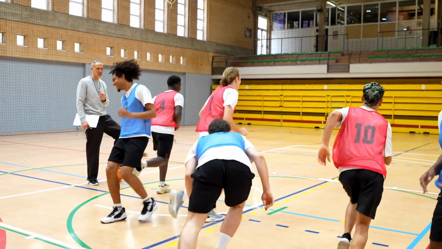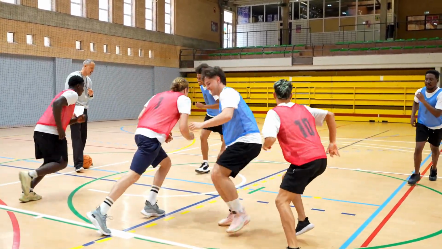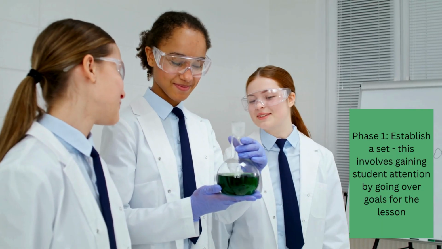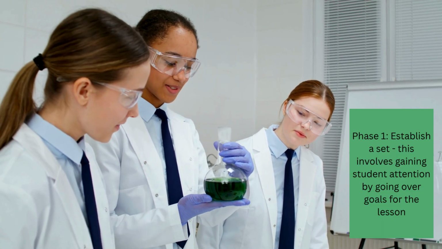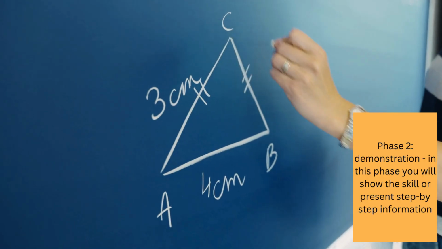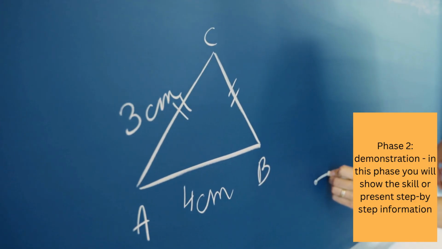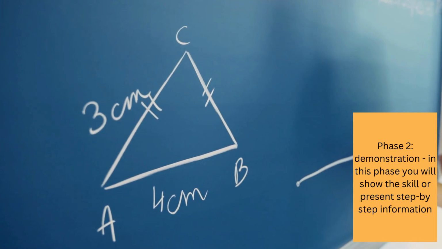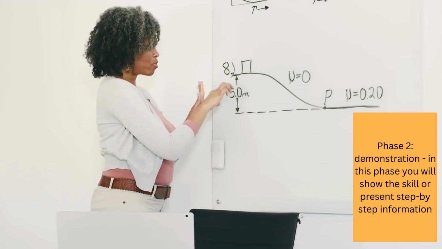In any good direct instructional lesson, there should be 5 phases. The first phase is establishing a set. In this phase, you will get students ready for the lesson by explaining why it matters, giving an overview of what they will learn, and activating prior knowledge related to the lesson. The second phase is the actual demonstration, in which you should show the skill clearly, thinking aloud if possible. This step requires teacher mastery of the skill and should be rehearsed beforehand.